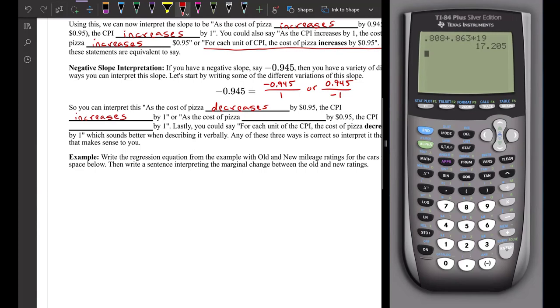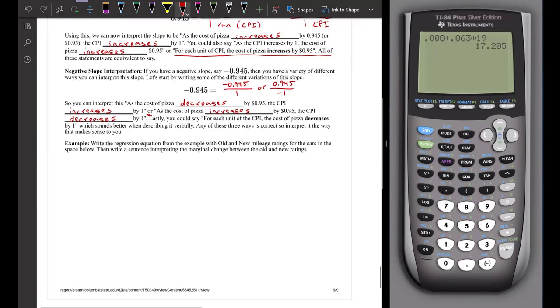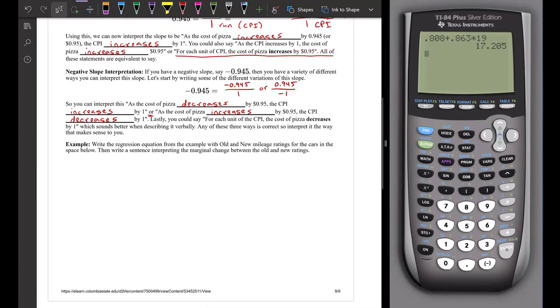And then if you were doing it the second way, you could say as the cost of pizza increases by 95 cents, the CPI will decrease by 1. Okay. You could also say for each unit CPI, the cost of pizza decreases by 1 right there. Might be an easy way to verbally explain it.